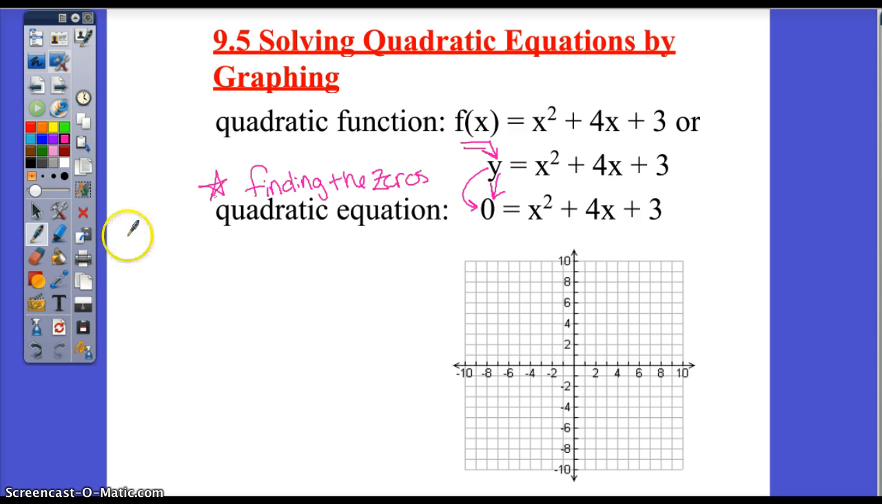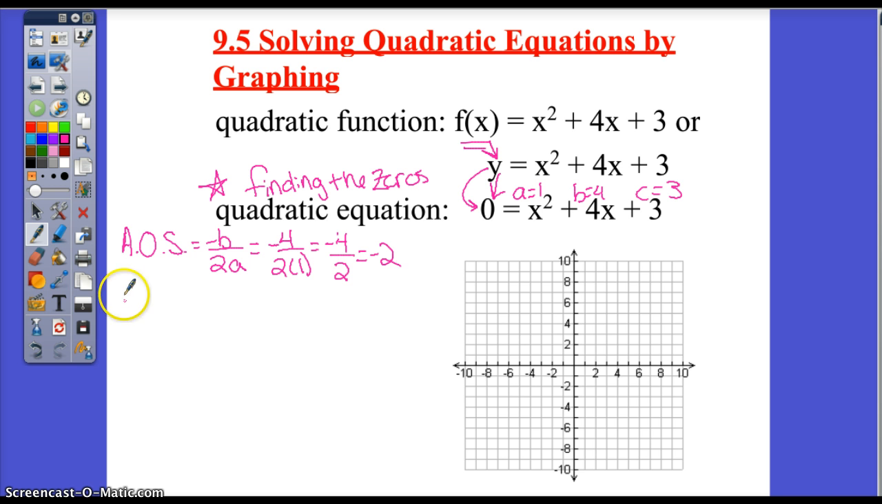So let's just go ahead, first find our axis of symmetry, which we know equals -b over 2a. If we have a equals 1, b equals 4, c equals 3. So we'll have equals -4 over 2 times 1. So we have -4 over 2, which is just equal to -2.